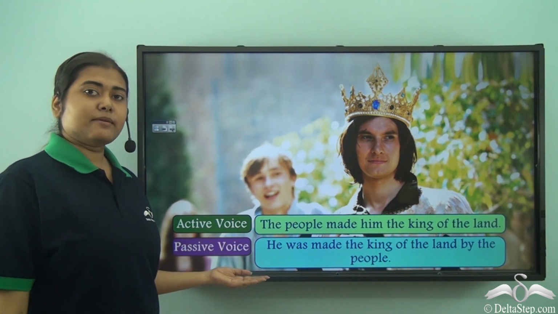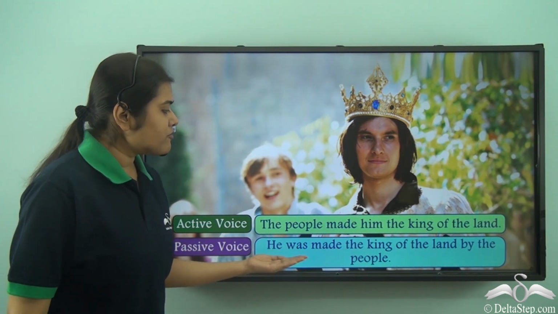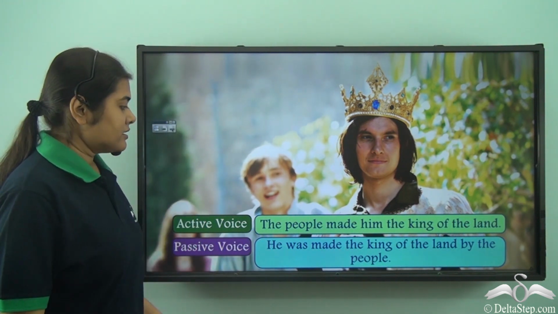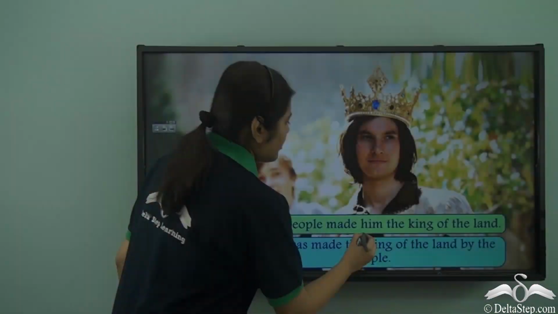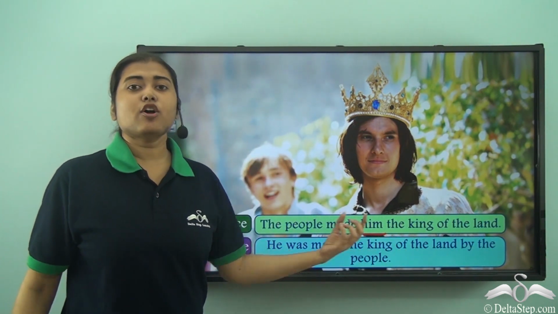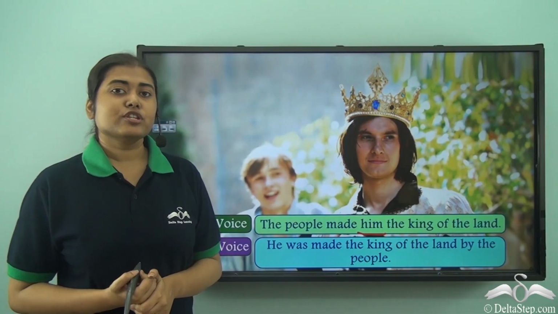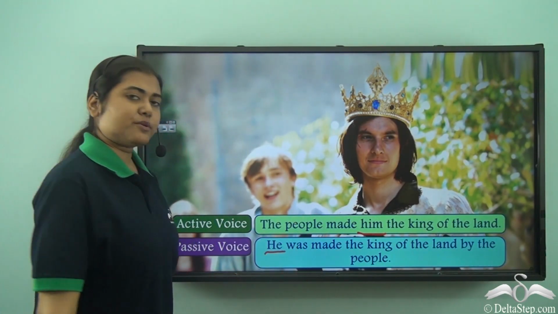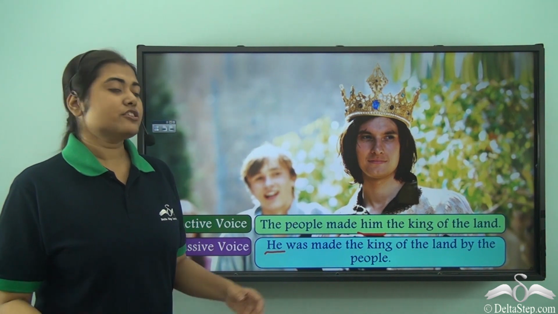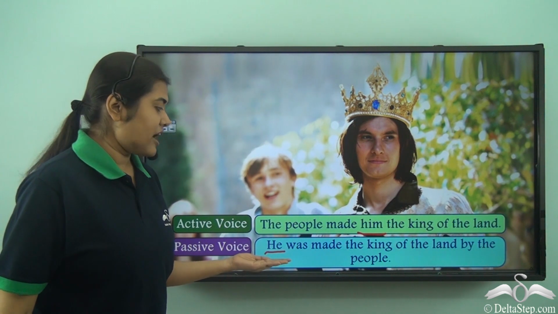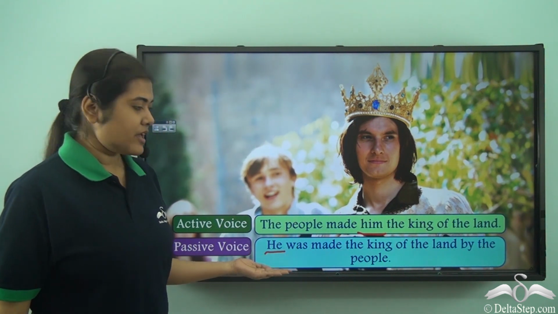So our sentence in the passive voice becomes, he was made the king of the land by the people. Now over here, what do we see? Our object was him. Now since him is in the object position, we have used an object pronoun. But if it is in the subject position, then we need to change it into the subject pronoun. So we have used he instead of him.